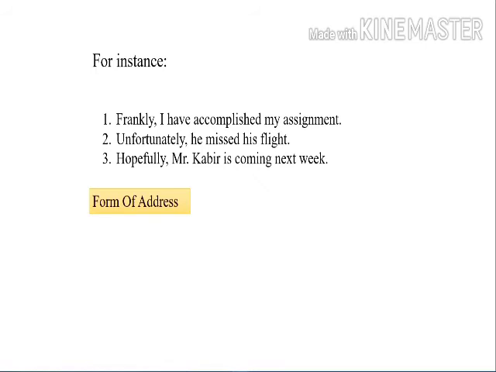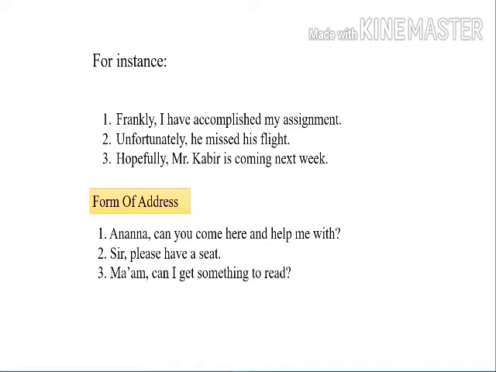And form of address. If we want to address anyone or anything, then of course we have to put a comma after that addressing noun. Ananya, can you come here and help me with this? Sir, please have a seat. Ma'am, can I get something to read? So I have used the noun, comma; sir, comma; ma'am, comma.